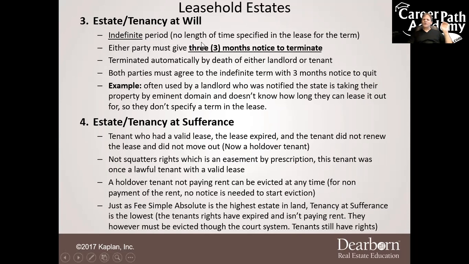What does that mean? There's no length of time specified in the lease for the term. The tenant can stay as long as they like, as long as the landlord allows it. Either party must give 3 months notice to terminate. It's terminated automatically by the death of either party. And both parties must agree to the indefinite term with 3 months notice to quit.